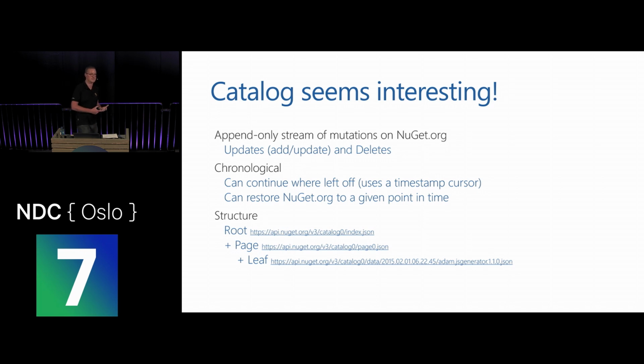So what that means is that that catalog is chronological. If you fetch from a certain date or until a certain date, you actually have the NuGet state of that certain date that you were targeting. So it allows you to do a point-in-time restore of NuGet, but also allows you to query all the packages after X date, for example.